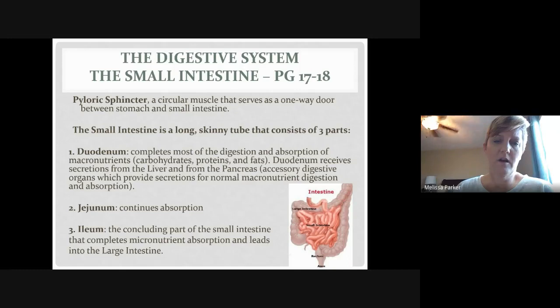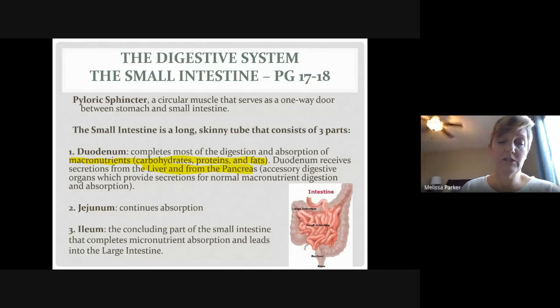The small intestine is a long, skinny tube that consists of three parts. There's the duodenum, and it completes most of the digestion and absorption of macronutrients, okay? So you need to know what's being absorbed where. This is mostly macronutrients right here. And the duodenum receives secretions from the liver and the pancreas. Remember I was telling you the bile and also pancreatic enzymes. The liver and the pancreas are accessory digestive organs because they help with digestion and provide secretions for normal macronutrient digestion and absorption. Also the jejunum, it continues to absorb food. And then the ileum is the concluding part of the small intestine that completes the micronutrient absorption and leads to the large intestine.